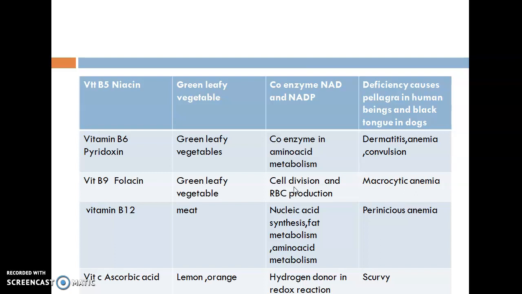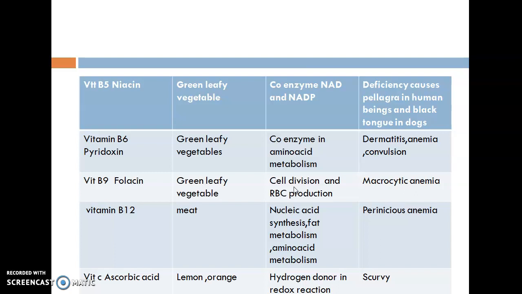And next is vitamin B12. It is called cyanocobalamin or cobalamin. It serves as a growth factor for several bacteria. And vitamin B12 can be absorbed by the body only if there is an intrinsic factor. It is called Castle's intrinsic factor that is required for the absorption of cyanocobalamin.